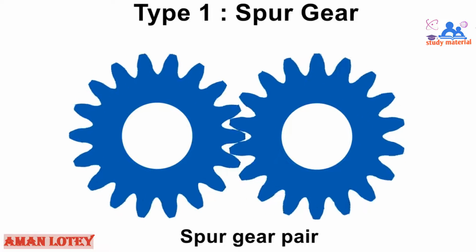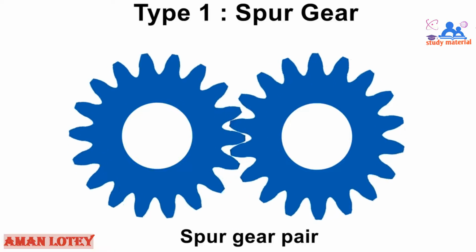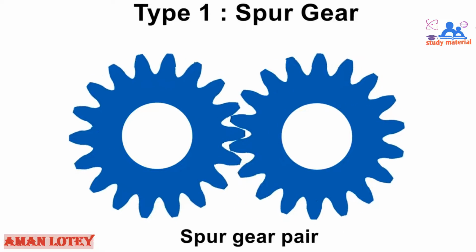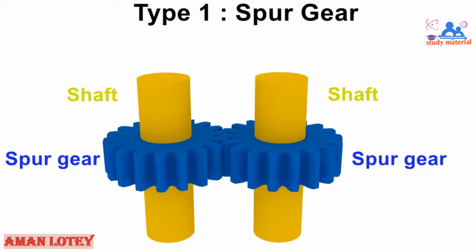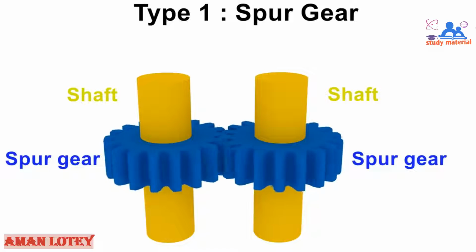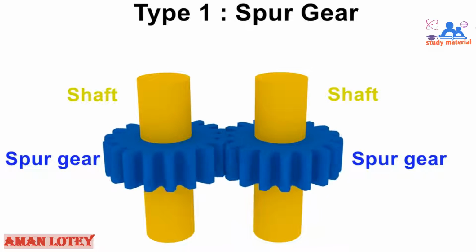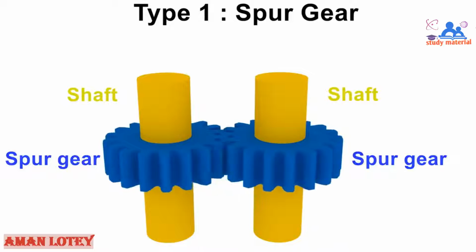First is spur gear. The teeth of spur gear are parallel to axis of gear. This gear pair is used to transmit the power and motion between two parallel shafts. We have discussed this gear pair in sliding mesh gearbox. If you want to watch that video, I will put the link in the cards.